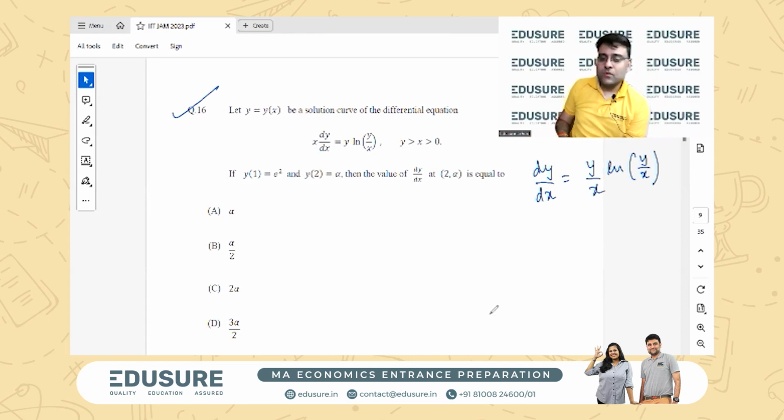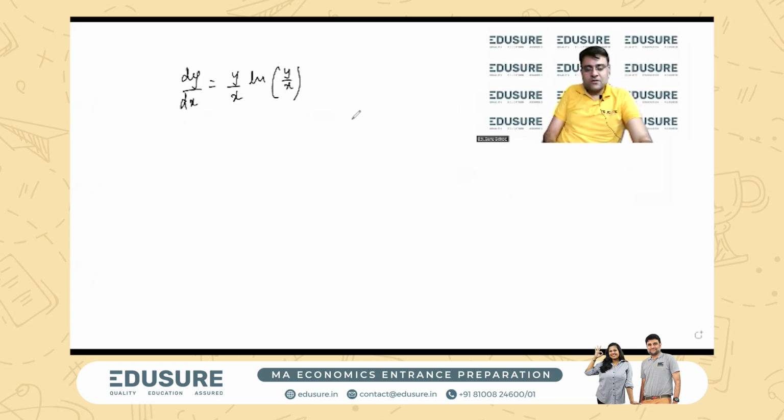So what will I do? I'll basically do this: y/x = v. And then I convert it in terms of v and then I solve it. Okay, so let's go on the whiteboard because this can be a little lengthy. Okay, this is what we have.